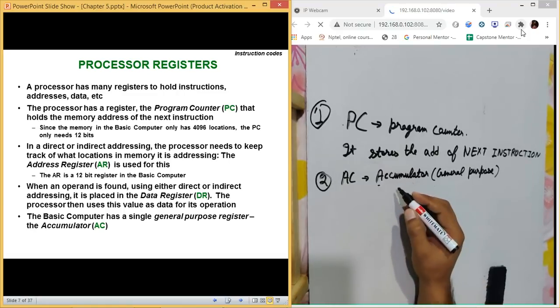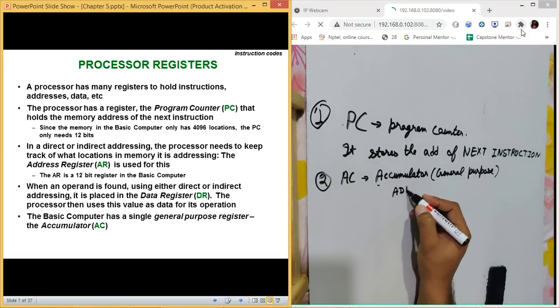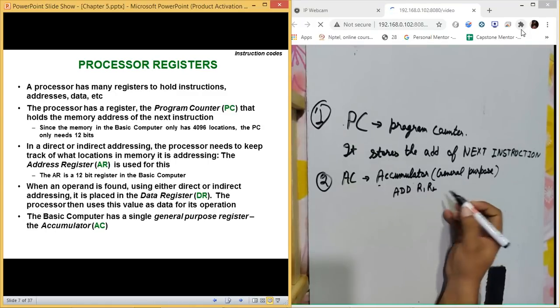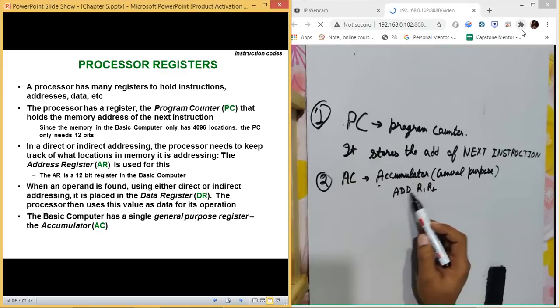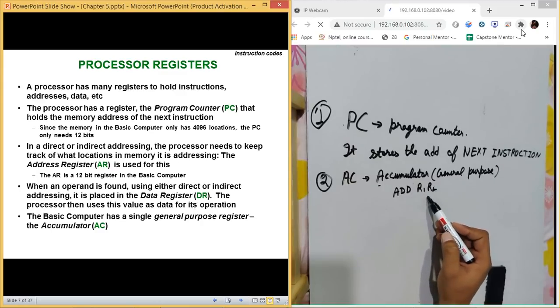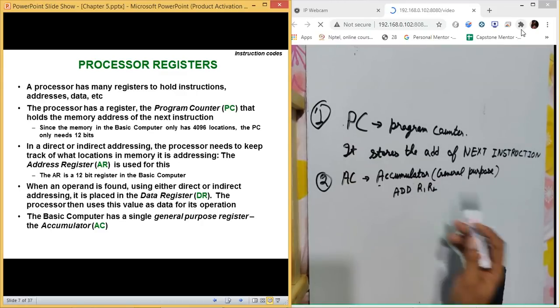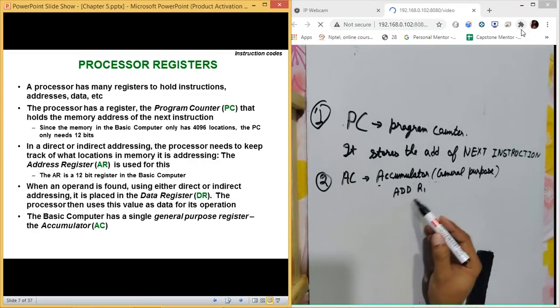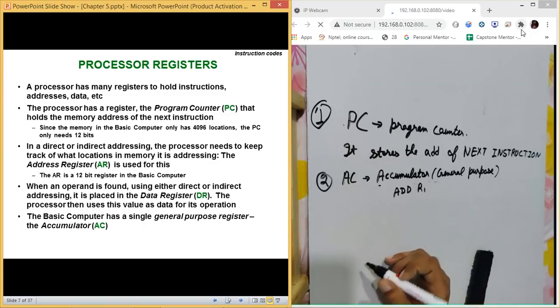So like if I am having an example of ADD R1 R2. So this is going to perform what? Add the content of R1 and R2 and store the result in R1. This instruction is as well as valid. ADD R1. Now where it has to add?